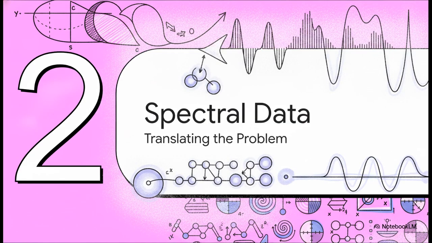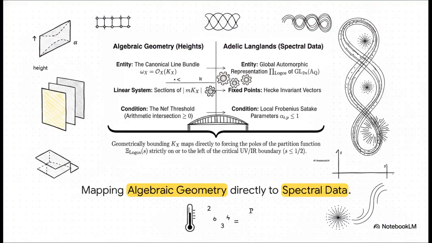Which brings us to section 2, translating to spectral data. This brilliantly illustrates our core mathematical dictionary. Check out how the geometric canonical line bundle translates directly into a global automorphic representation. Those linear sections, they become fixed Hecke invariant vectors. But most importantly, bounding our geometric nef threshold directly forces the local Frobenius-Satake parameters to be less than or equal to 1. That's absolutely crucial because it locks the poles of our partition function safely on or just to the left of the critical boundary.